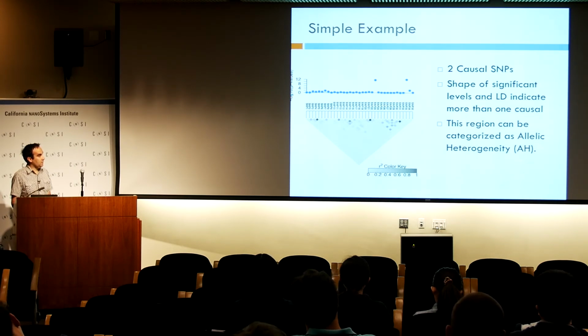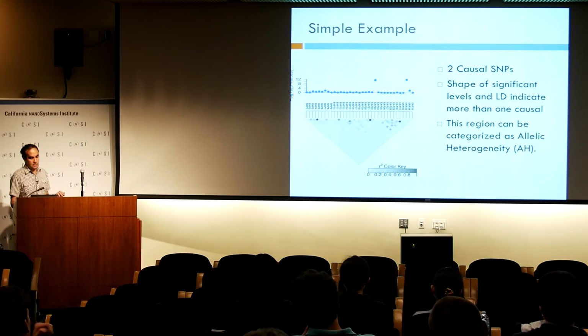If I gave you this plot and I asked you how many causal variants are affecting this phenotype, you would say 2, right? Because there's clearly 2 peaks and they're not correlated. The shape and the significance levels, and the LD, give you an idea that there's more than one causal variant. So when we see this, we call this allelic heterogeneity.